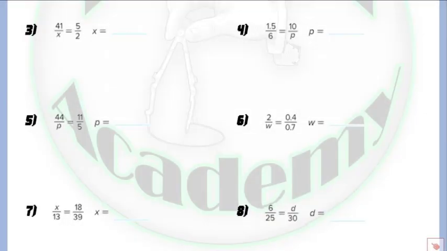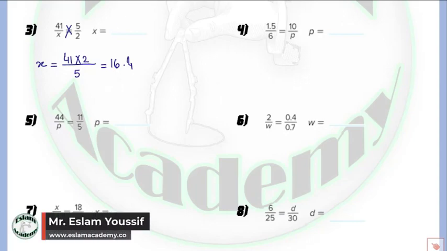In question number 3, we have 41 over x equals 5 over 2. We need to find the value of x by using cross multiplication. Then x will be equal to the number opposite to x written down, and the two numbers opposite to each other written up. So 41 multiplied by 2. 41 times 2 equals 82, divided by 5 equals 16.4. From that we can say that x is equal to 16.4.